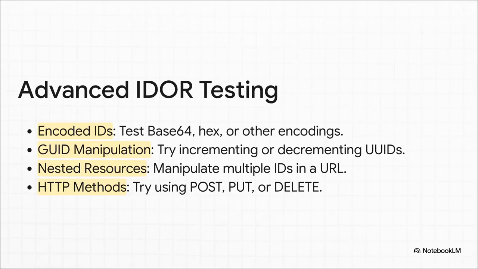You gotta remember, developers don't always use nice, simple numbers for IDs. Sometimes they're encoded in formats like base64, or they use these super long, random-looking UUIDs. You have to test for all those variations. Also, keep an eye out for nested resources, where you might have to change two different IDs in one URL to get it to work.